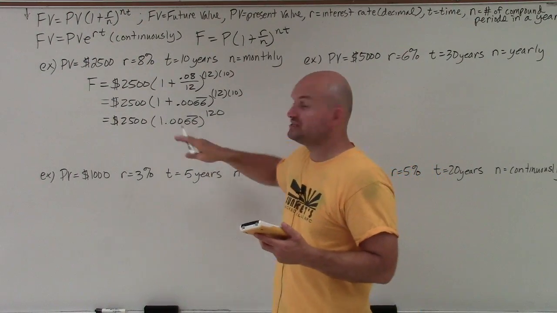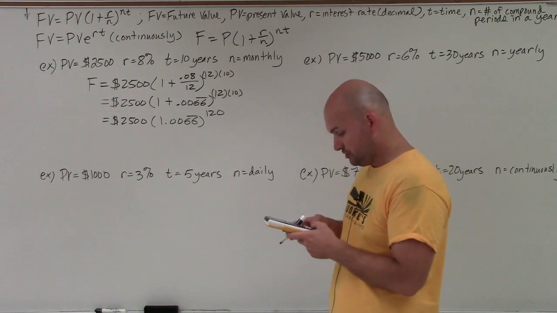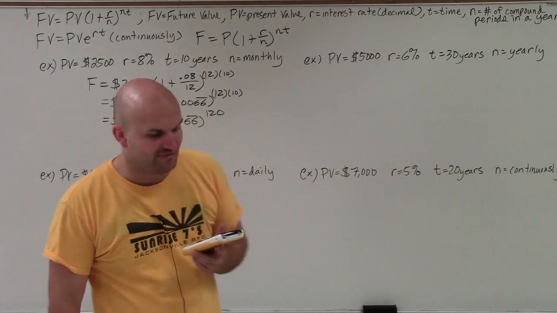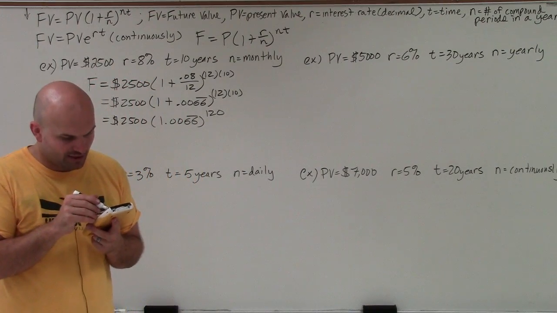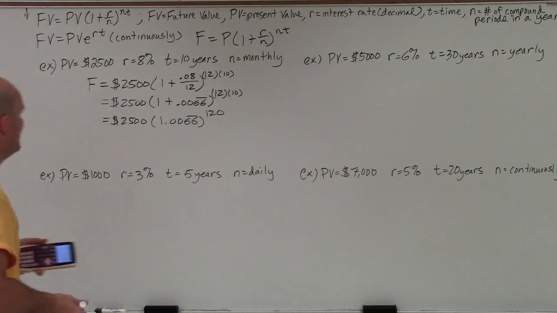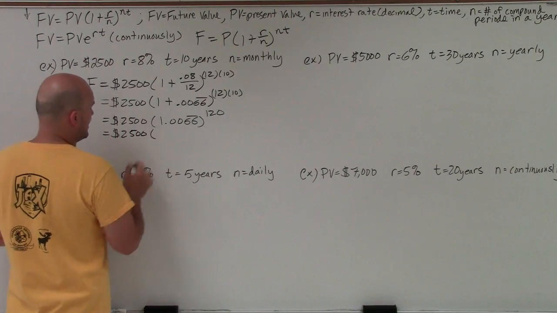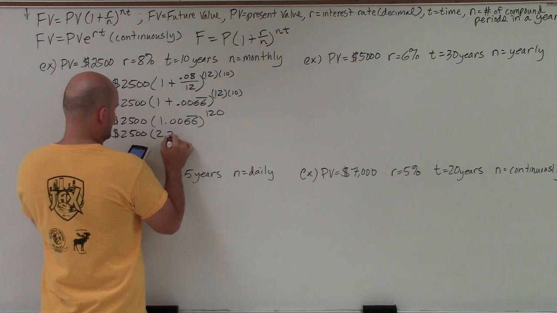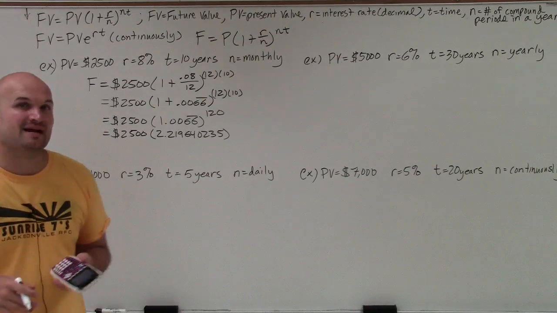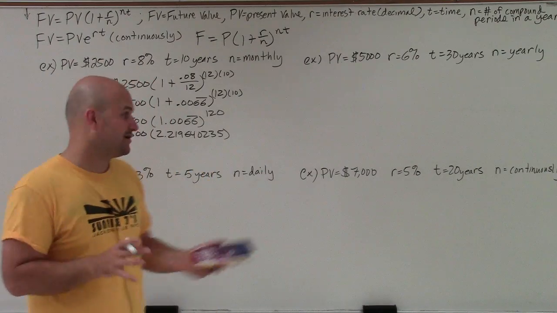So I have to take 1.0066 repeating, which I'm just leaving in my calculator, and raise that answer to the 120th power. And I get 2.219640235. Obviously my calculator is only going to 1, 2, 3, 4, 5, 6, 7, 8, 9 decimal places, which I think is pretty good. But again, I'm not going to round that answer. I'm going to keep it in my calculator. Even though 9 decimal places is probably not going to affect my answer because I'm only going to round it to the hundredth place, it's better safe than sorry.